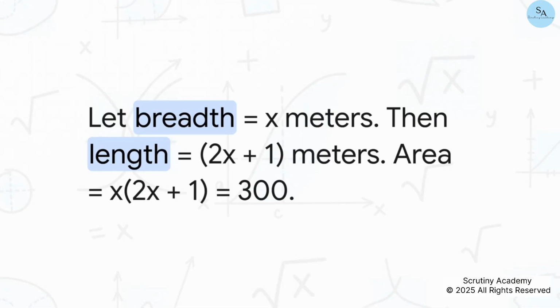This is where algebra becomes our best friend. If we just say the breadth is x meters, then that rule tells us the length must be 2x plus 1 meters. And we all know area is just length times breadth. So that gives us this equation right here. x times the quantity 2x plus 1 equals 300. See that? We just translated a real-world problem into the language of math.